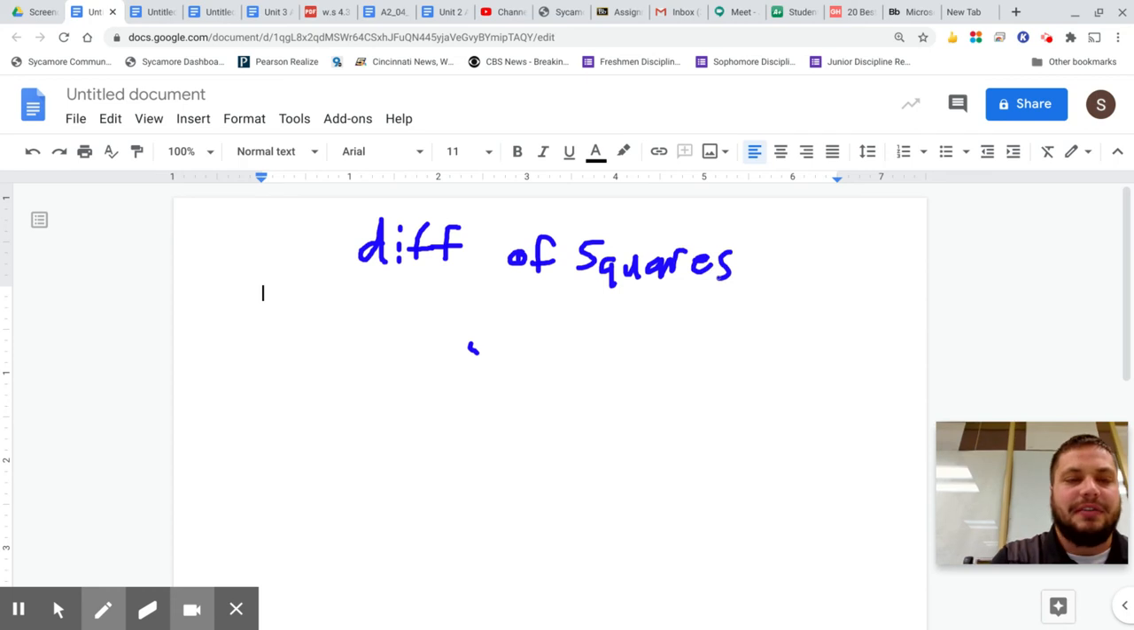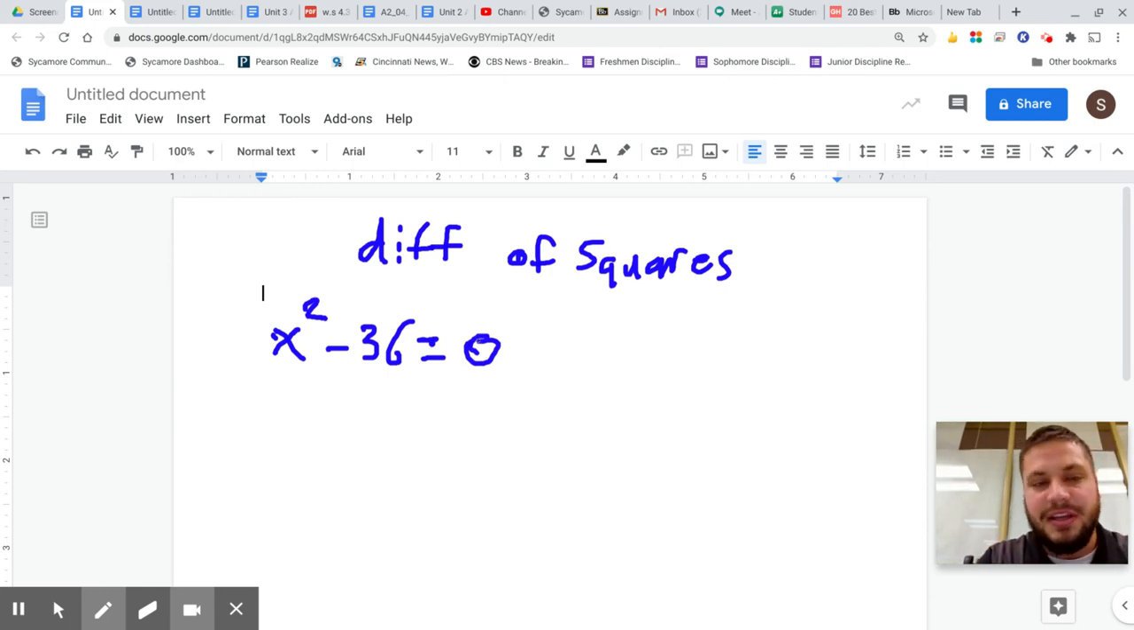Now, what that means, okay, is that first of all, it's a difference, which means it's subtraction. And second of all, it's a subtraction of squares, meaning that each thing involved is what's called a perfect square, or something that is being squared. So here the x squared is, of course, the number x being squared. 36 is, of course, the number 6 being squared. And it's a difference because it's subtraction. It must be a difference.